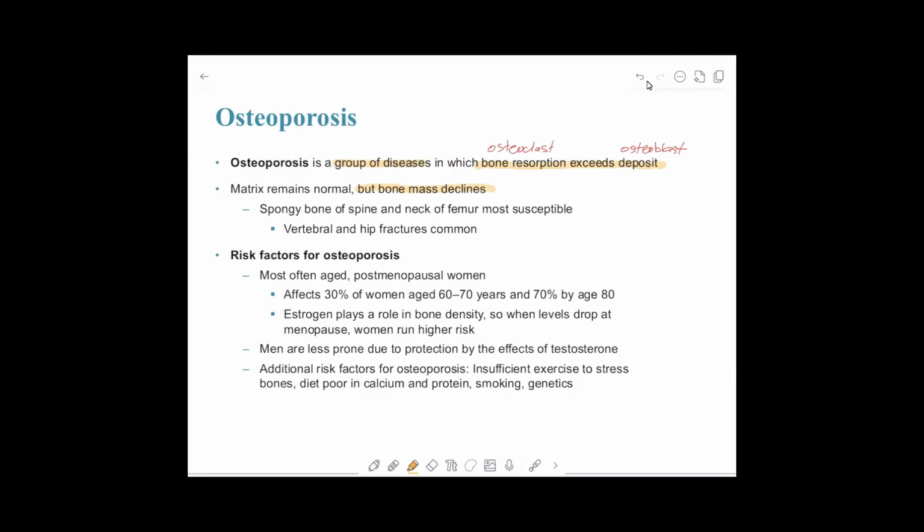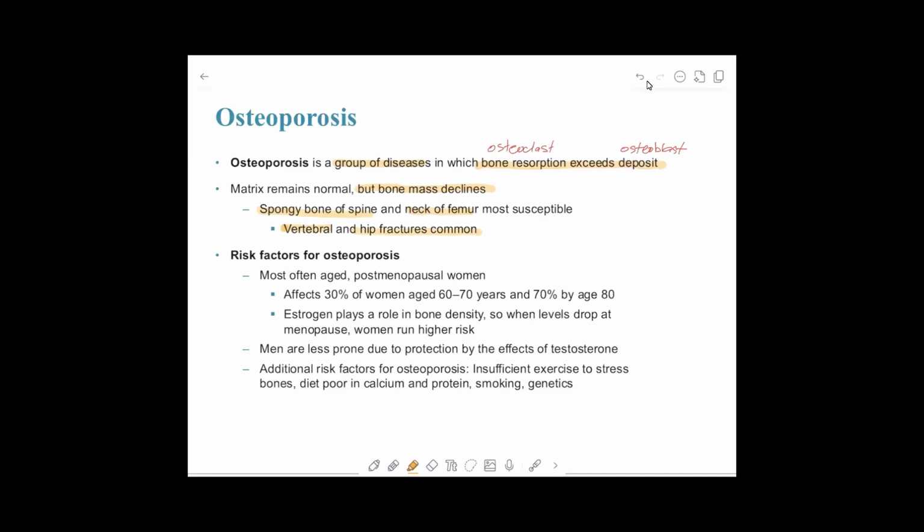For example, a weaker version of osteoporosis is called osteopenia, and it's very common in the spongy bone of the spine and the neck of the femur. So there could be vertebral or hip fractures that are common.